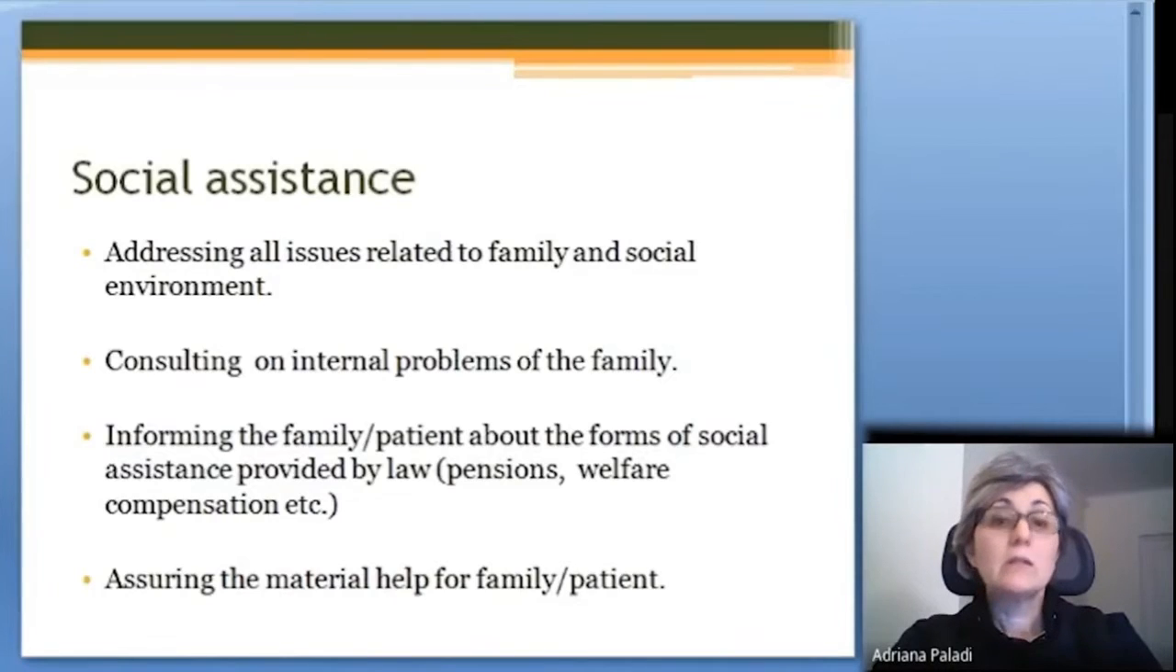Social assistance provides consulting on internal problems of the family. It informs the family and patient about the formal social assistance provided by law, like pensions and welfare compensations. At the same time, social assistance ensures material help for the family and for the patient.